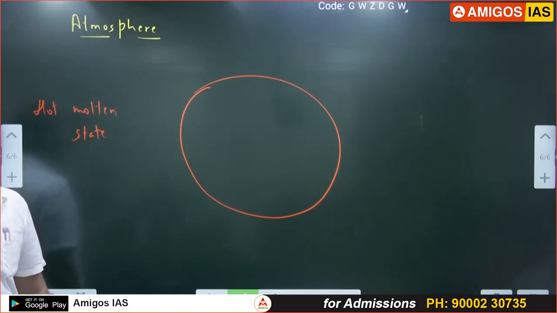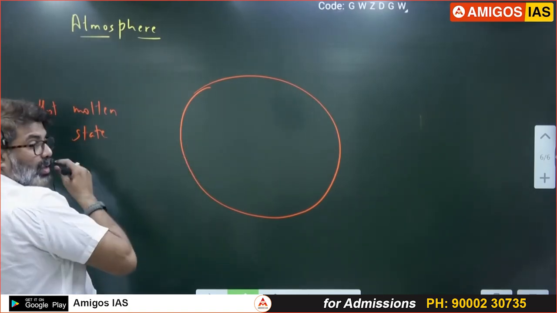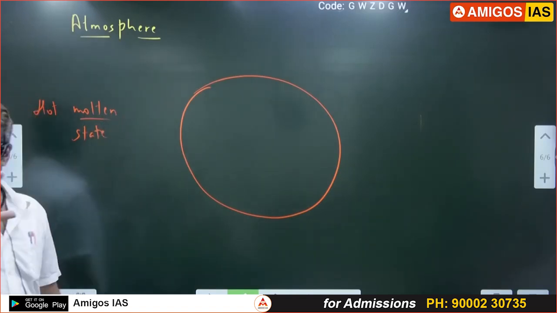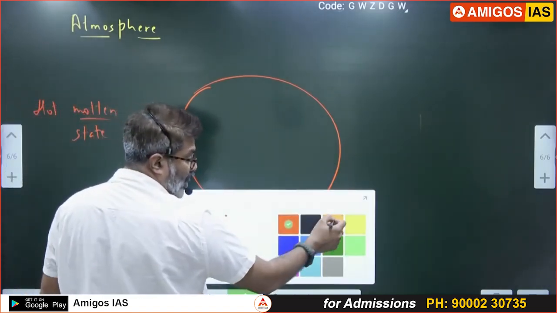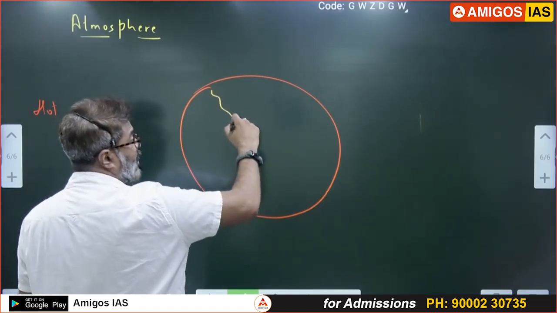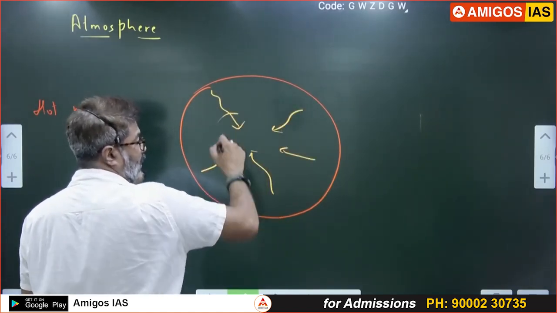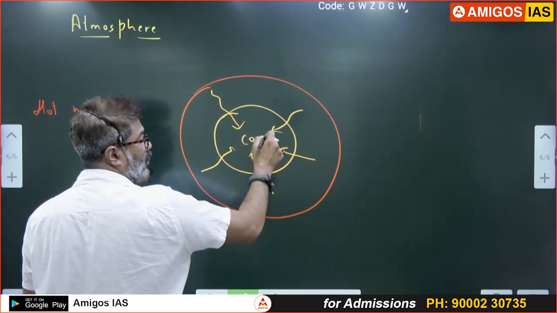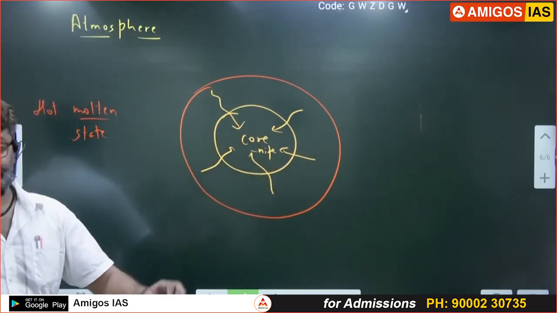Temperature was very high initially on the day of formation of the Earth. It was in a hot molten state. Molten means what? Semi-solid, neither completely solid nor liquid. In this situation what happens? All the denser, heavier elements like iron and nickel went down, went inside, and collected in the center, forming the core. So we have nickel and iron here. The densest minerals came to the center.